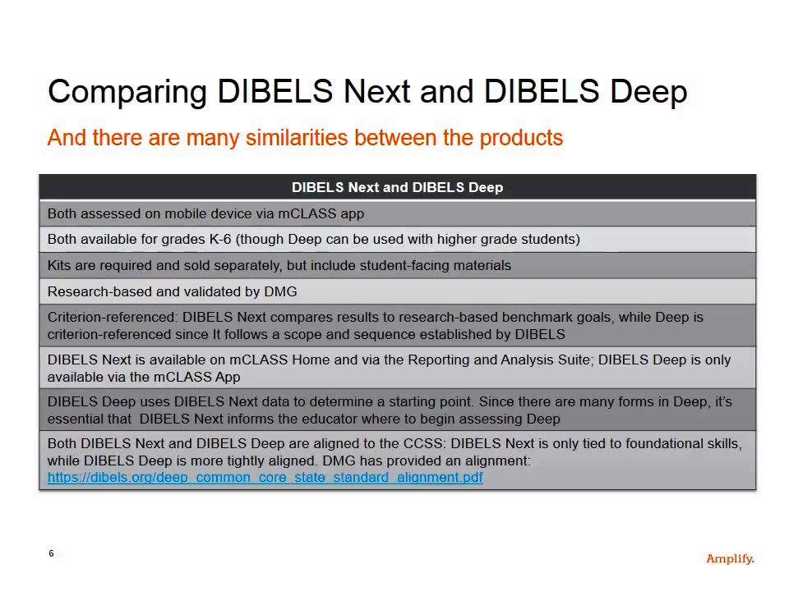The criterion reference: DIBELS Next compares results to research-based benchmark goals, while Deep follows a scope and sequence established by DIBELS.